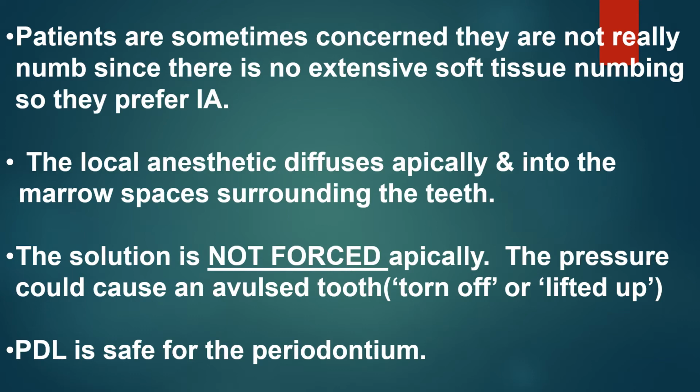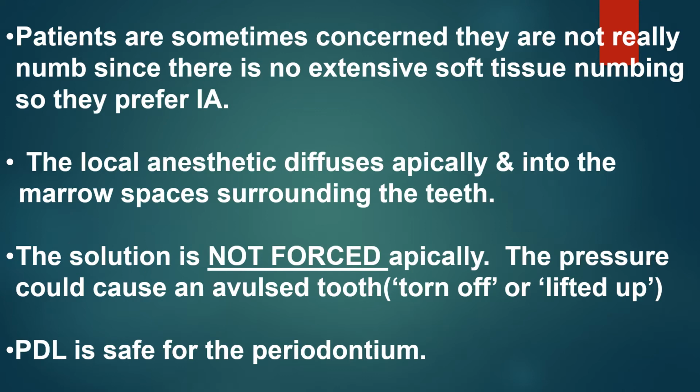What happens on this injection is that the local anesthetic will diffuse apically and with gravity, and it goes into the marrow spaces around the teeth. So we don't force the solution. You're going to have some resistance. It's not going to flow as easily as it did when your needles went into that orange or into soft tissue.